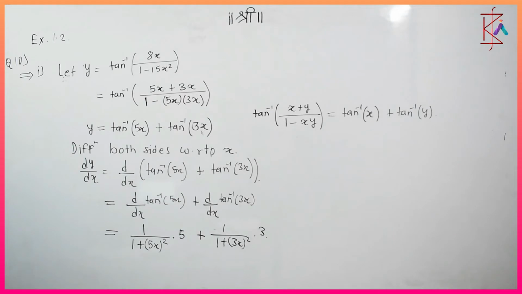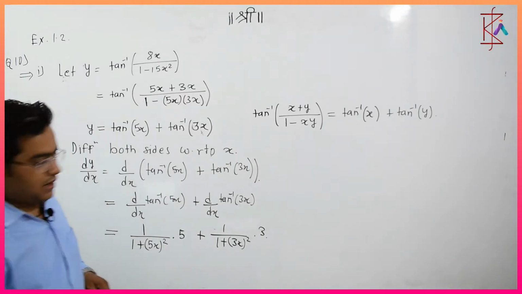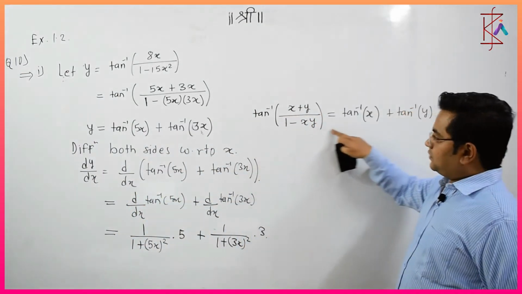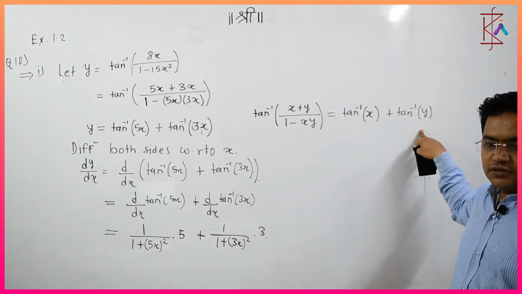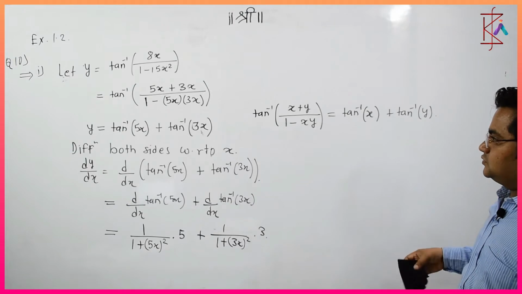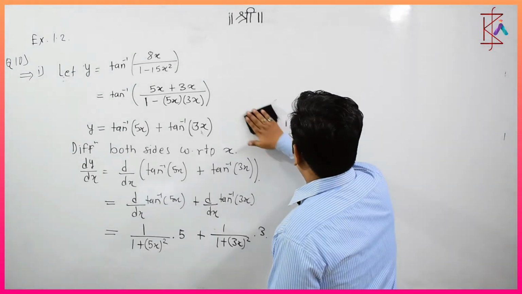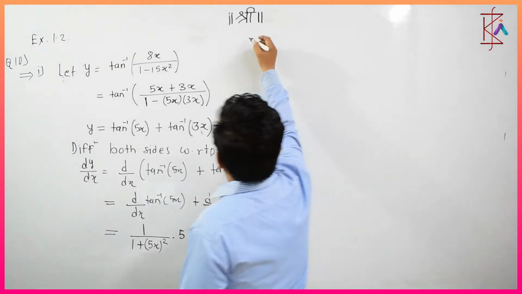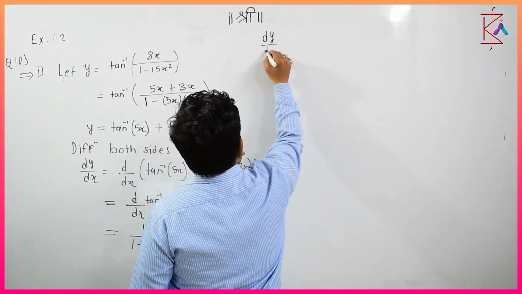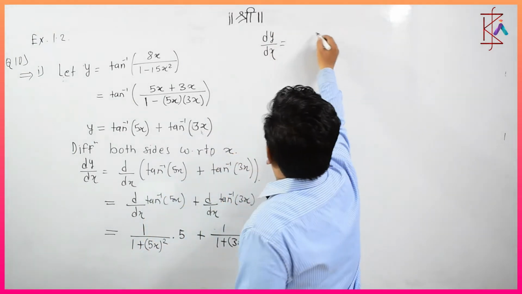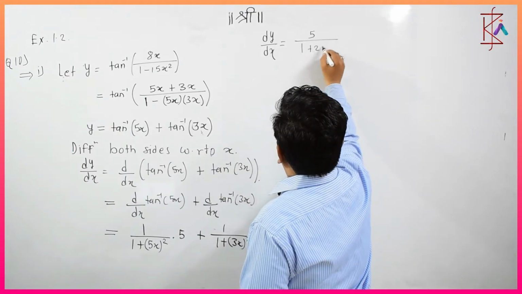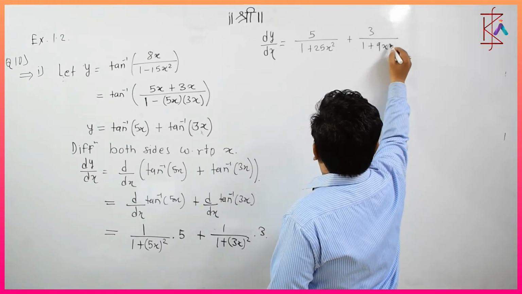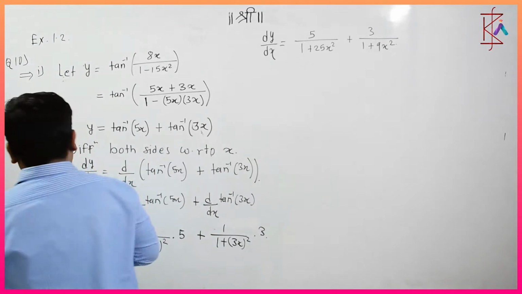Now the next step is to simplify it and you will get the answer. I hope the application of this formula was clear. We learned this formula in our inverse trigonometric functions, and as I showed at the start of this lecture, this is how we require those formulas. So dy upon dx is equal to 5 upon 1 plus 25x square plus 3 upon 1 plus 9x square. That's it, that should be our final answer.